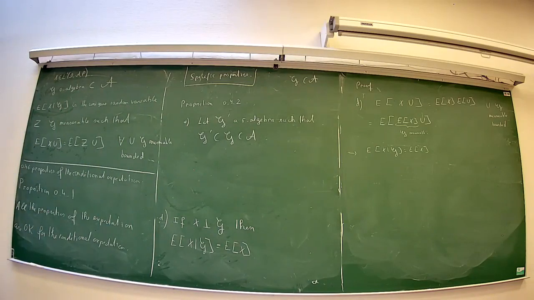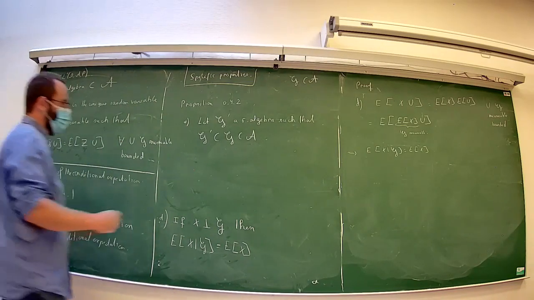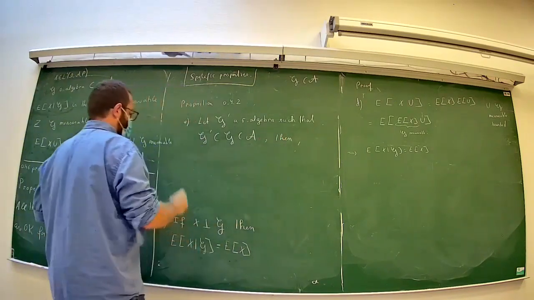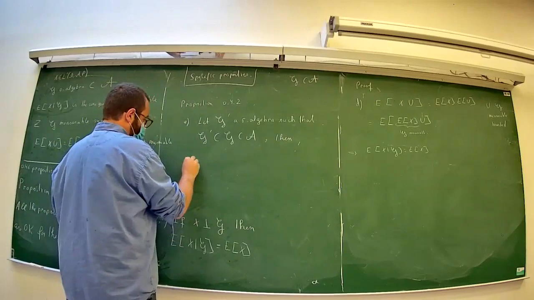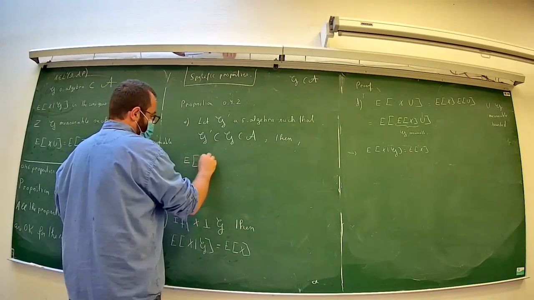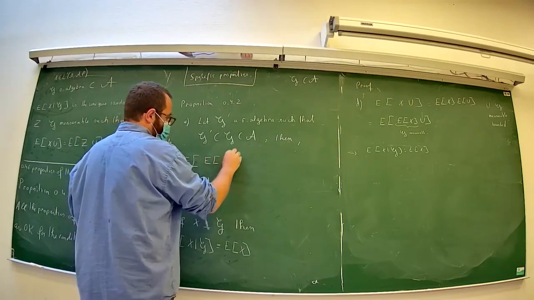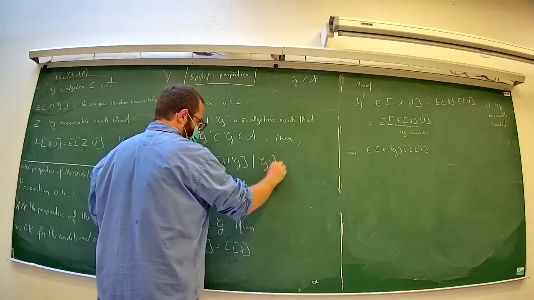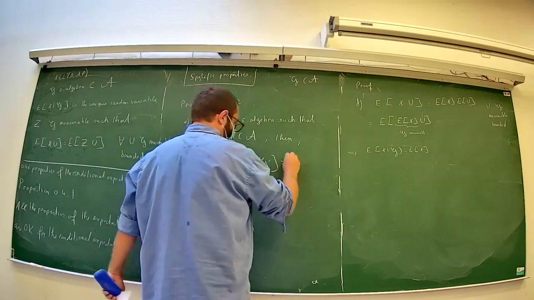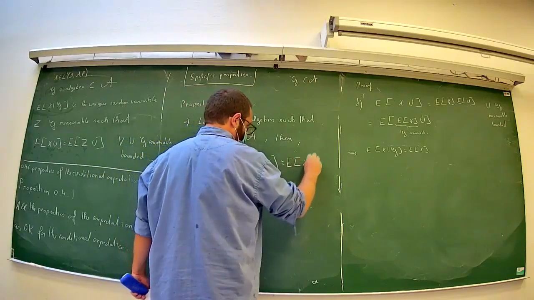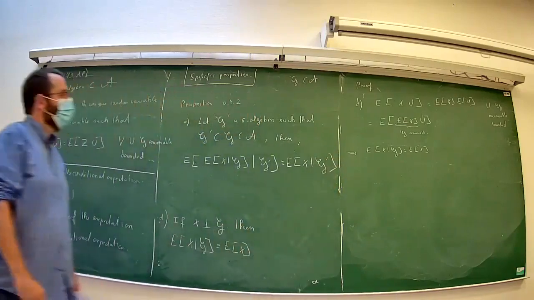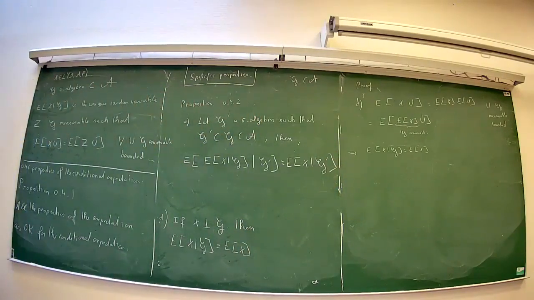I have this one. And then I have the following property. Then the conditional expectation of X given G prime is equal to the conditional expectation of X given G. Okay. Intuition about this one and then the proof.